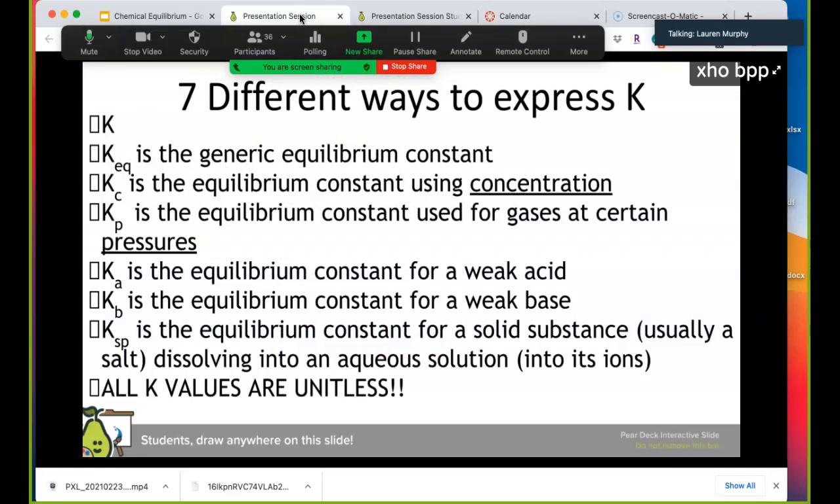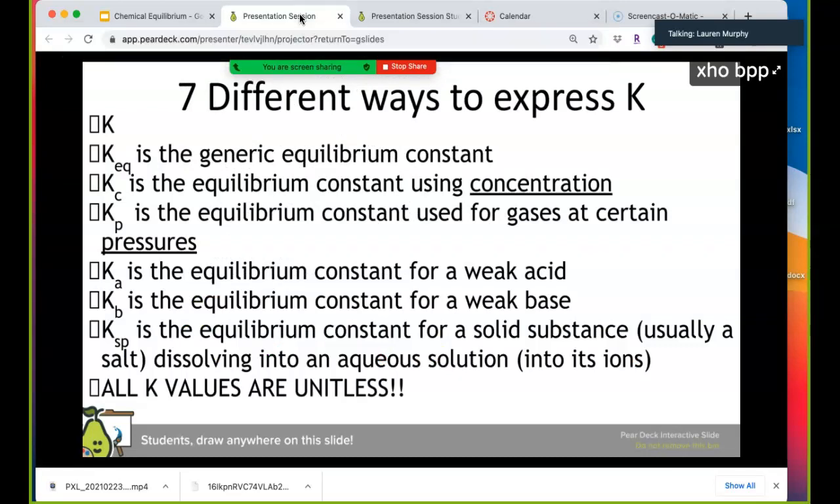So again, all these little subscripts are just them trying to tell you more about the problem. Like if they have a Ka, you're probably looking at a reaction that has an acid in it. That's all it's saying.